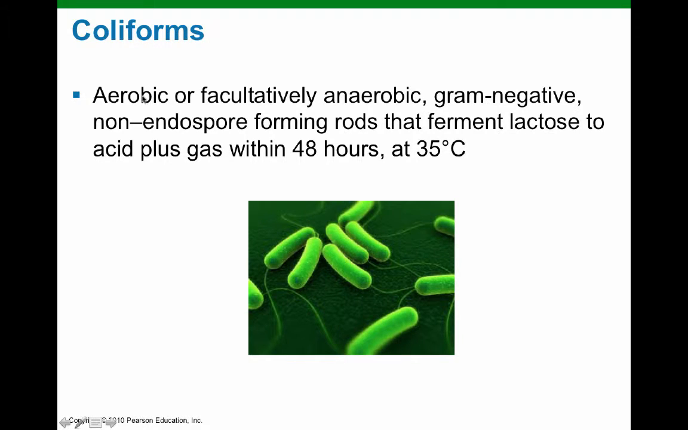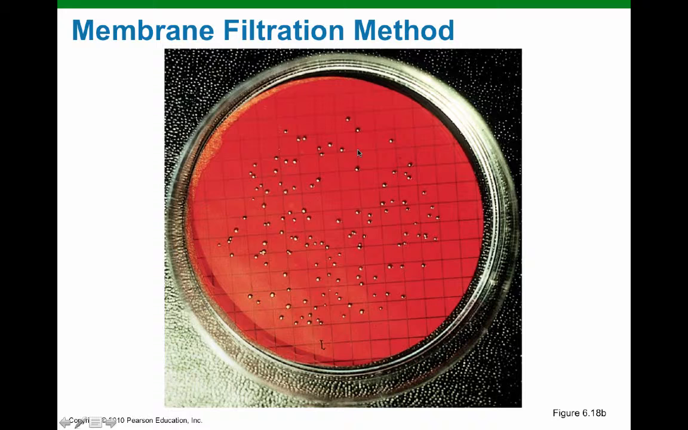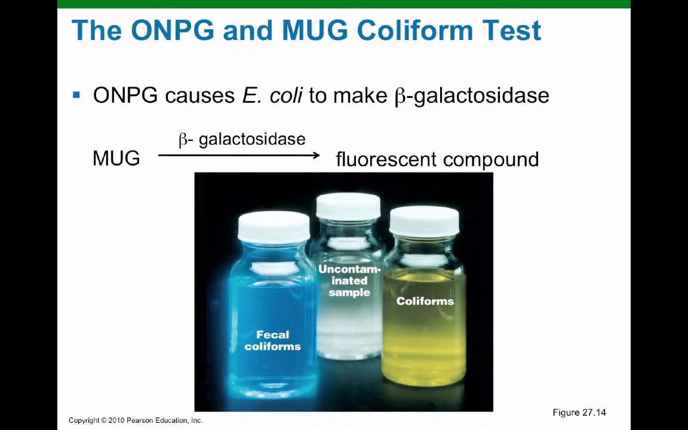So these are aerobic or facultatively anaerobic, gram-negative. They don't form spores, and they're able to ferment lactose to acid plus gas within 48 hours. So they're looking for the MPN out of 100 mils of water. And there's different ways to screen for it. There's an enzymatic test. There's also a filtering method here, so just to see how many colonies grow. Ideally, you don't want any risk for fecal contamination.